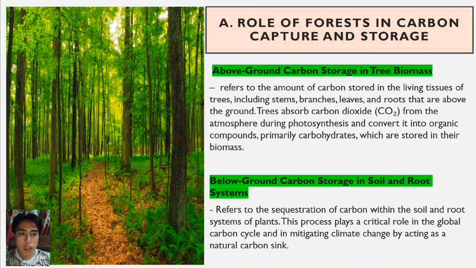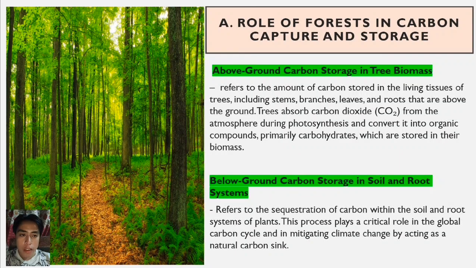They do this in two main ways. The first is above ground carbon storage in trees. A tree takes in CO2 from the air during photosynthesis. They turn CO2 into food and store it in their trunks, branches, leaves, and even roots that grow above the ground. This stored material is called biomass.